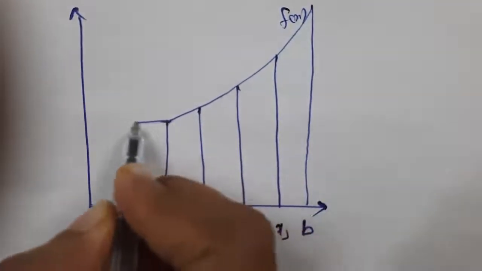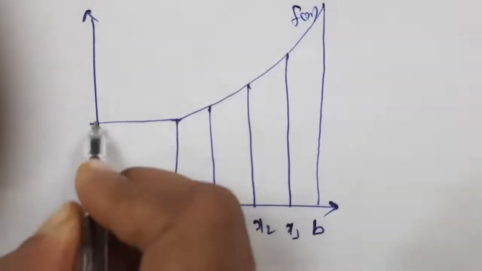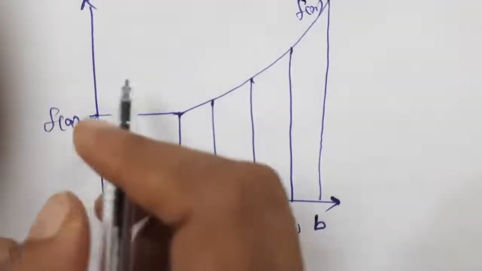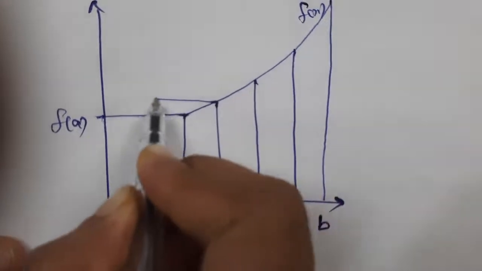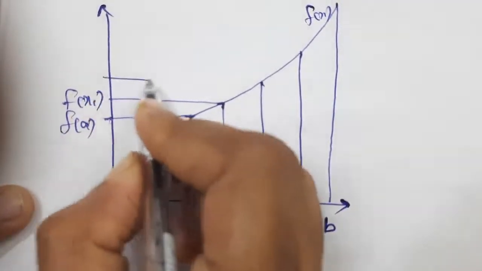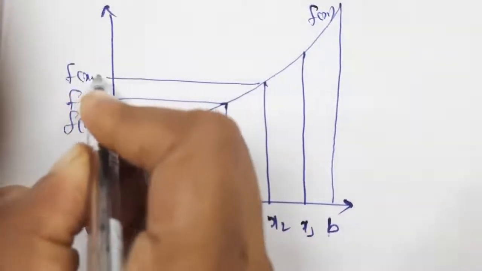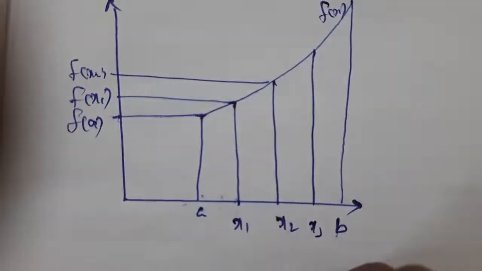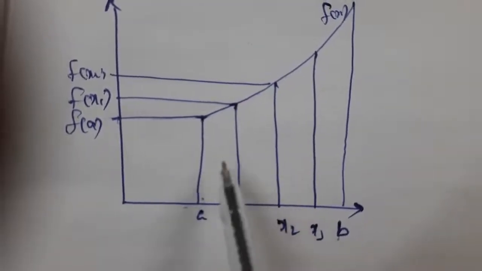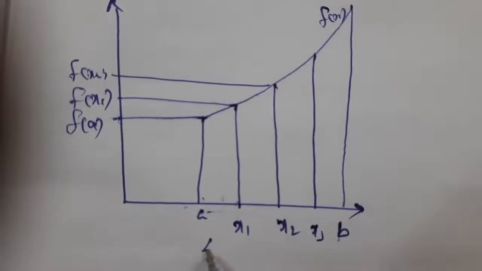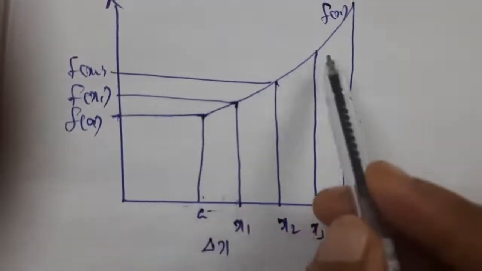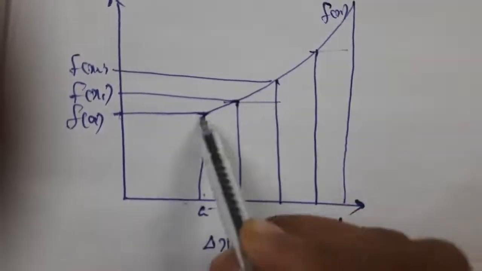So this we can consider as f of a. Now this is the function f of x1. Similarly, this is f of x2 and so on. Now here this distance we can consider as delta x. So here this is f of x3, etc.